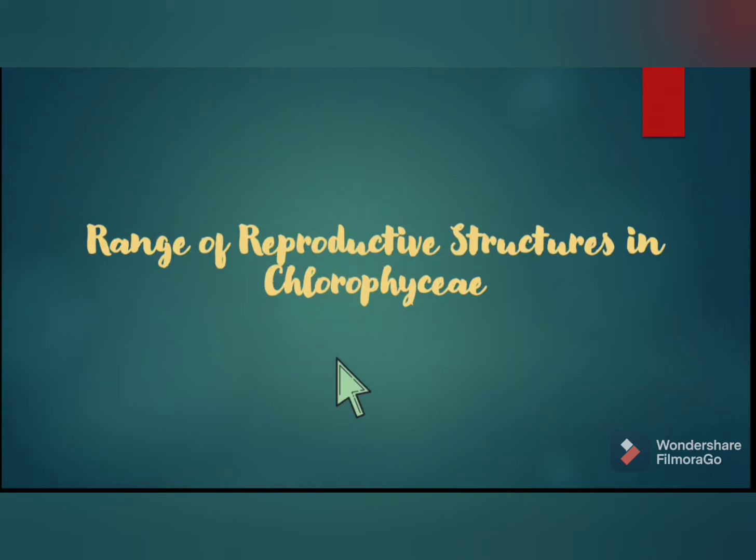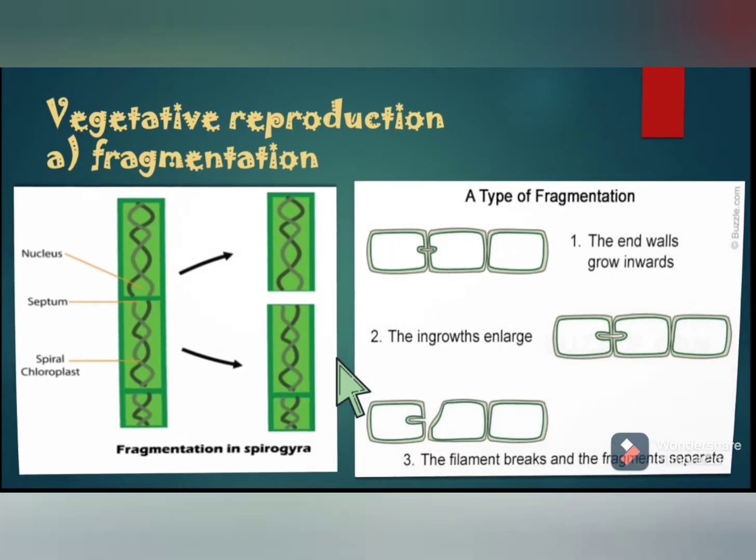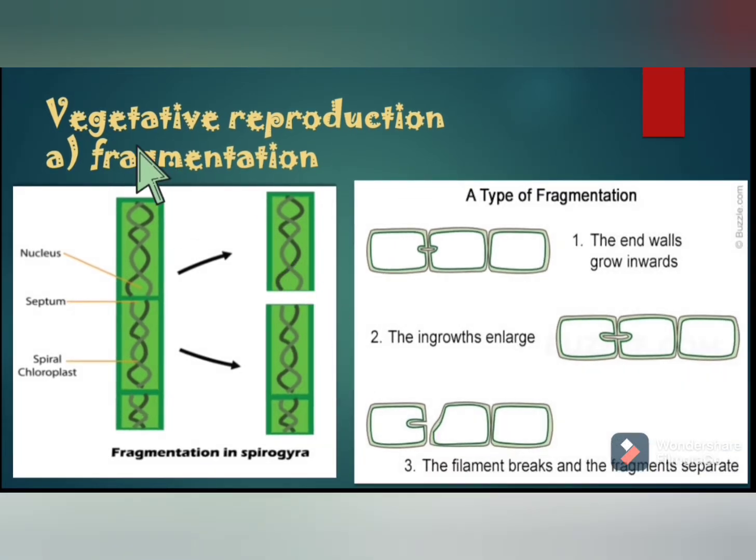Now coming to the first one, the vegetative reproduction. Here, the propagation of the species by any method which uses only the vegetative cells is known as vegetative reproduction. And in this method, the parent cell wall is retained. Okay, and it usually takes place by several means.